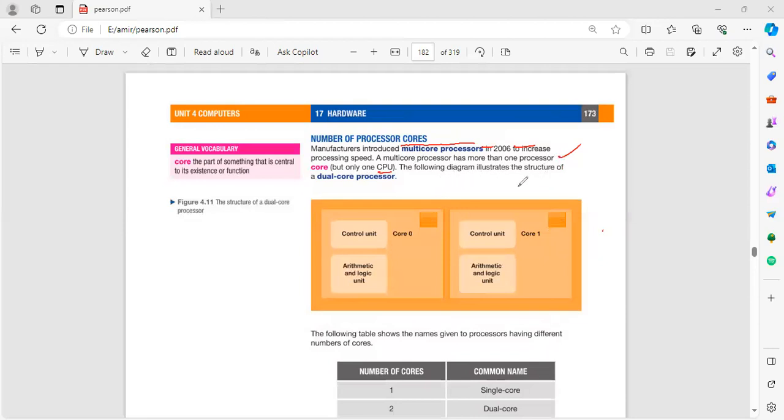The following diagram illustrates the structure of a dual core processor. So it means you will have a core 0 and core 1. Basically, these are two cores, meaning two processors. Core 0 will have one control unit and one ALU. Core 1 also will have a control unit and an ALU. The purpose of introducing cores is to improve the efficiency of the system. Got the idea?